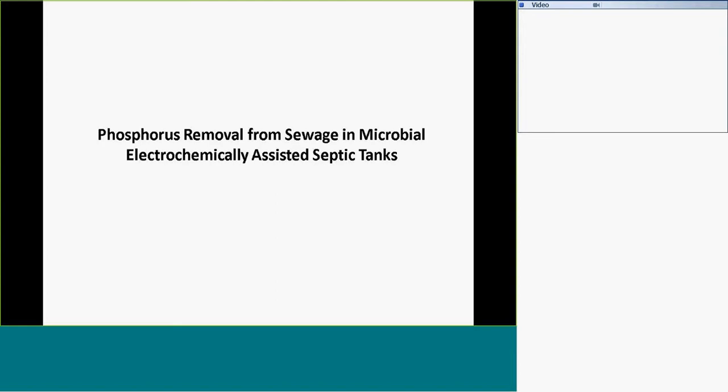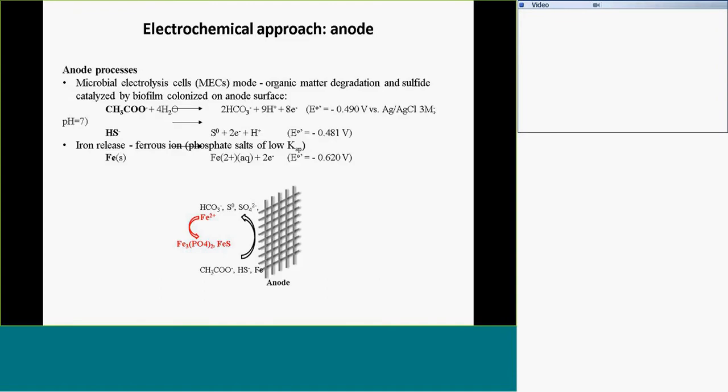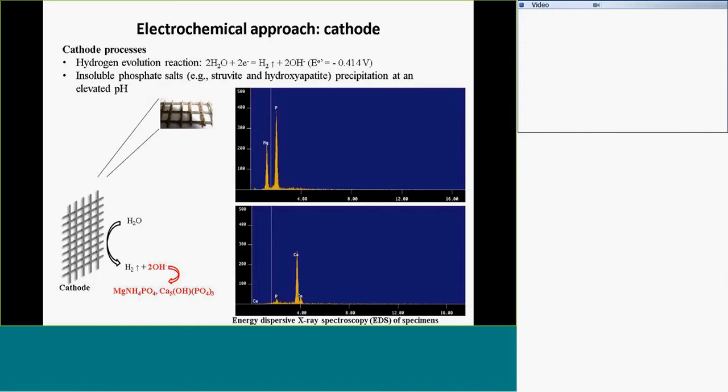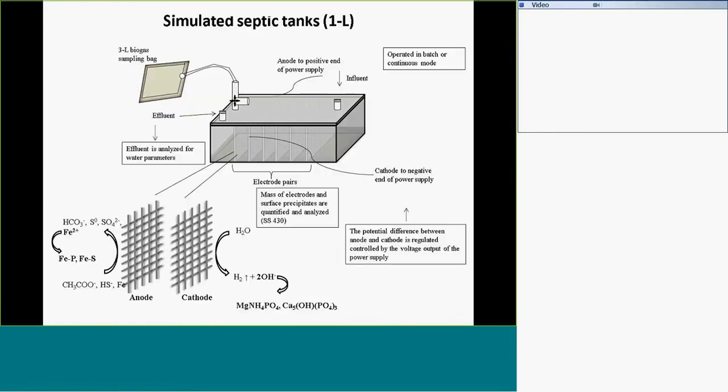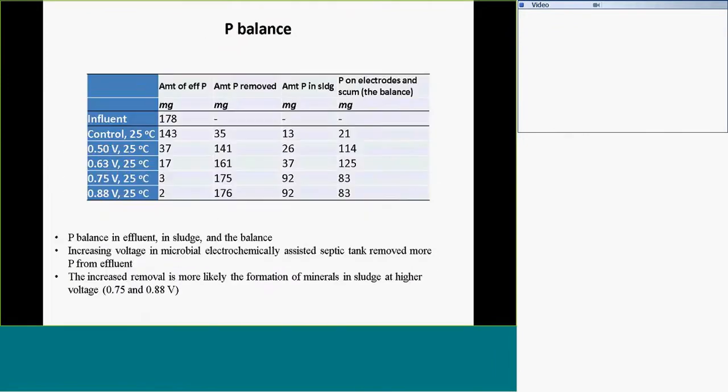We insert the electrodes in the septic tank. And we did two experiments. First is small scale, and the second is a large scale demonstration in a municipal wastewater treatment plant. Some mechanisms for phosphorus removal, some species validated for the elemental composition: magnesium, calcium, phosphate, iron sometimes. Configuration, different conditions.